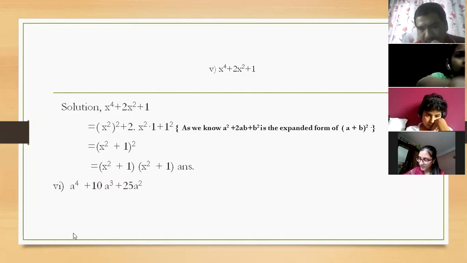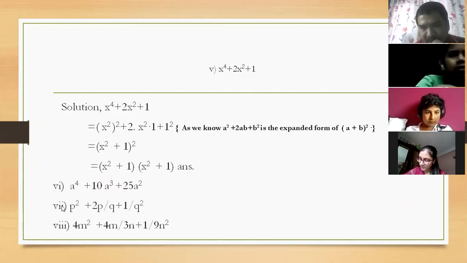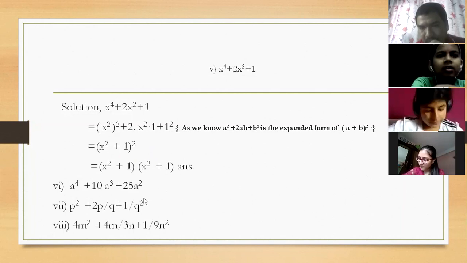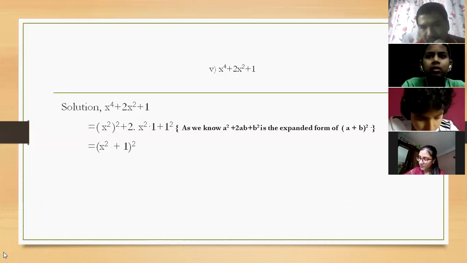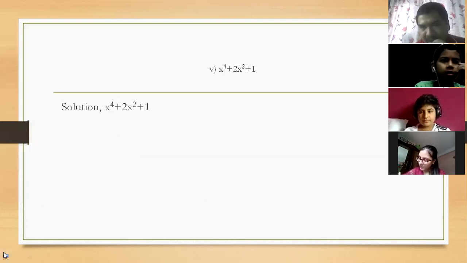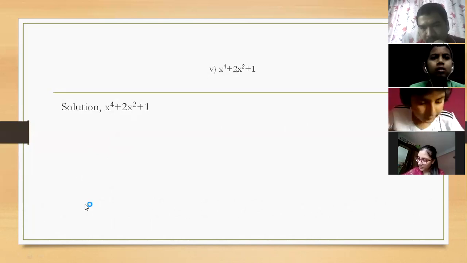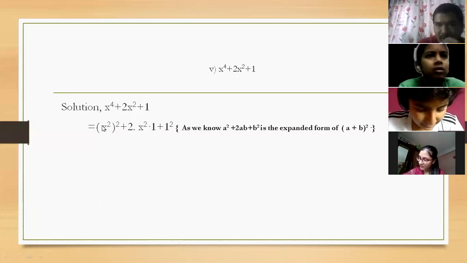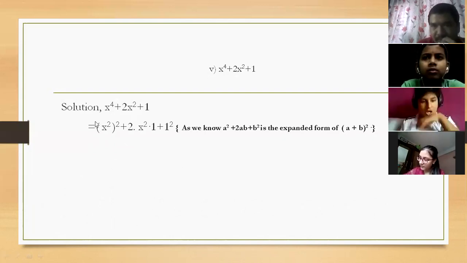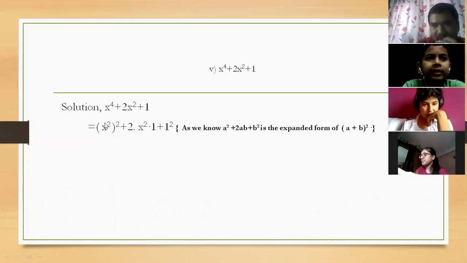And same way you have to do question number 6, 7, 8. Sir, can we do this question again? Okay, look there once again. What is a there? In place of a, what is there? X to the power 4. X to the power 4 means how to write in square? X square whole square, because this power and this power are multiplied, this is 4. And what is in place of b there? b means 1 square.